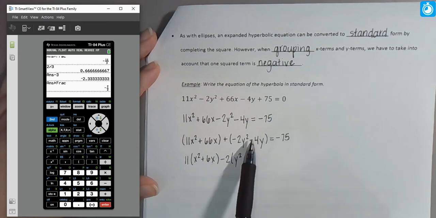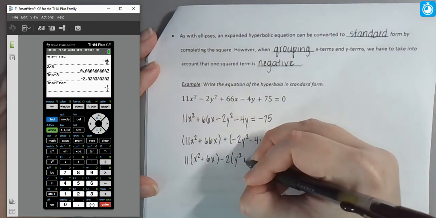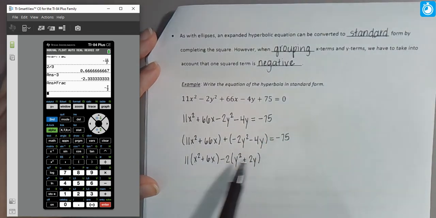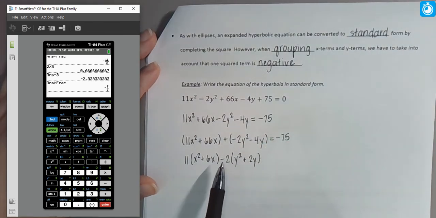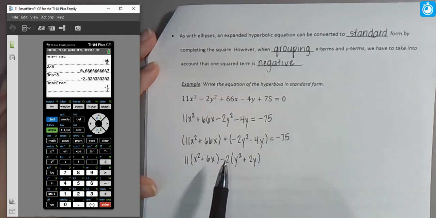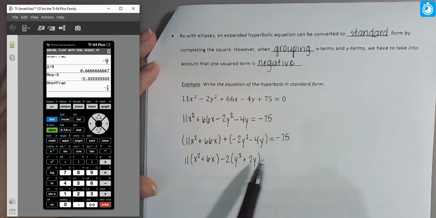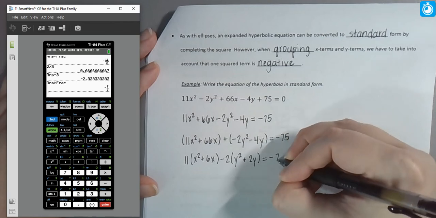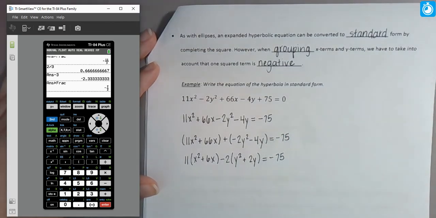We factored out the negative, so that leaves us with a positive 2y. And particularly for this second set of parentheses, it's not a bad idea just to at least mentally redistribute and make sure that you get back to where you started. So negative 2y squared, negative 4y, so that factorization makes sense. And then I still have negative 75 on the other side. I haven't actually added anything new, I've just rearranged and grouped things in my equation.